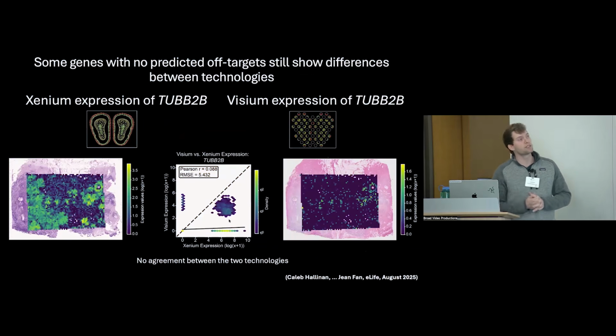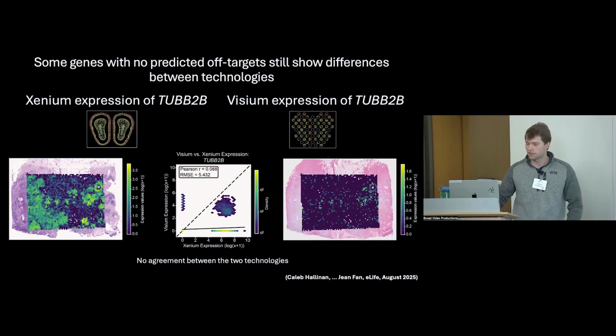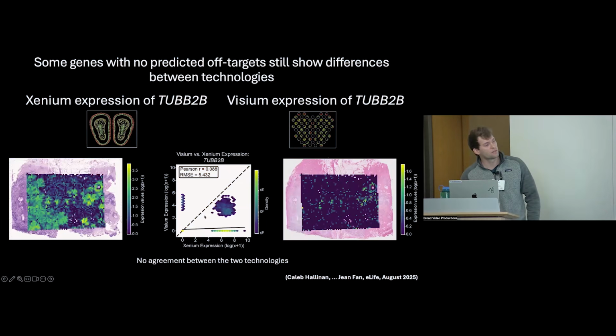However, we do get some genes, like the gene TUBB2B, that had no predicted off-targets but still showed a pretty big difference between the two technologies. Here is the Xenium expression of TUBB2B. It has a really cool spatial pattern and is pretty well expressed. And here's the Visium expression of TUBB2B, but it's pretty sparse, not very highly expressed. So we have a pretty poor agreement between these two technologies, and so we took a look at this gene.